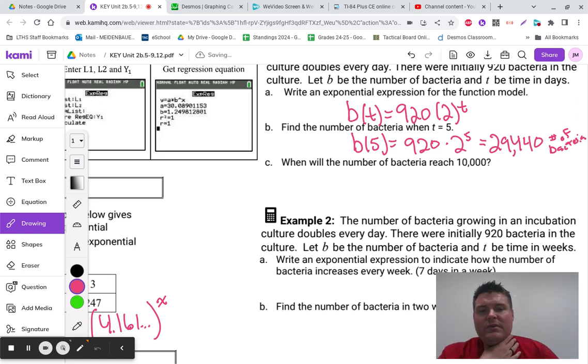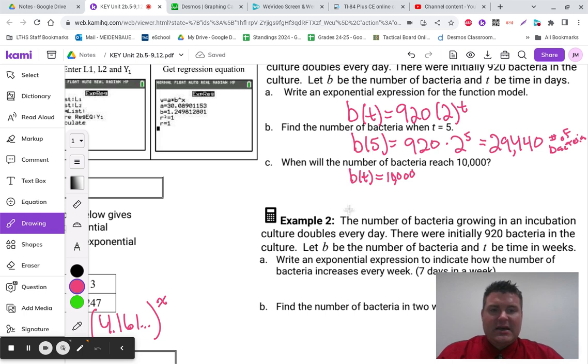Okay, when will the number of bacteria reach 10,000? So this is when I set my B of T equal to 10,000. You can solve this by hand, but I want to do this using the calculator because I have access to it. So I'm going to go ahead and use this.